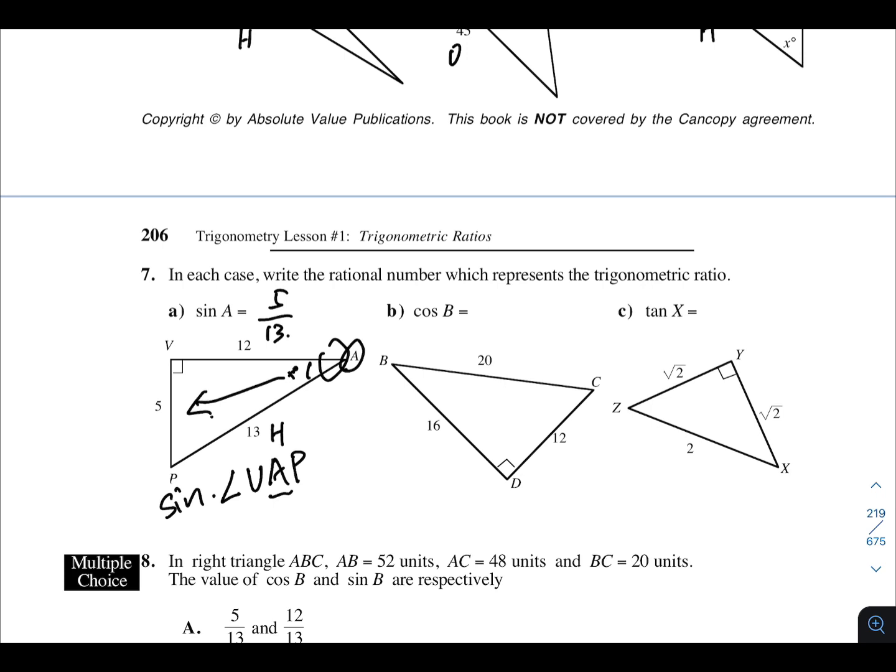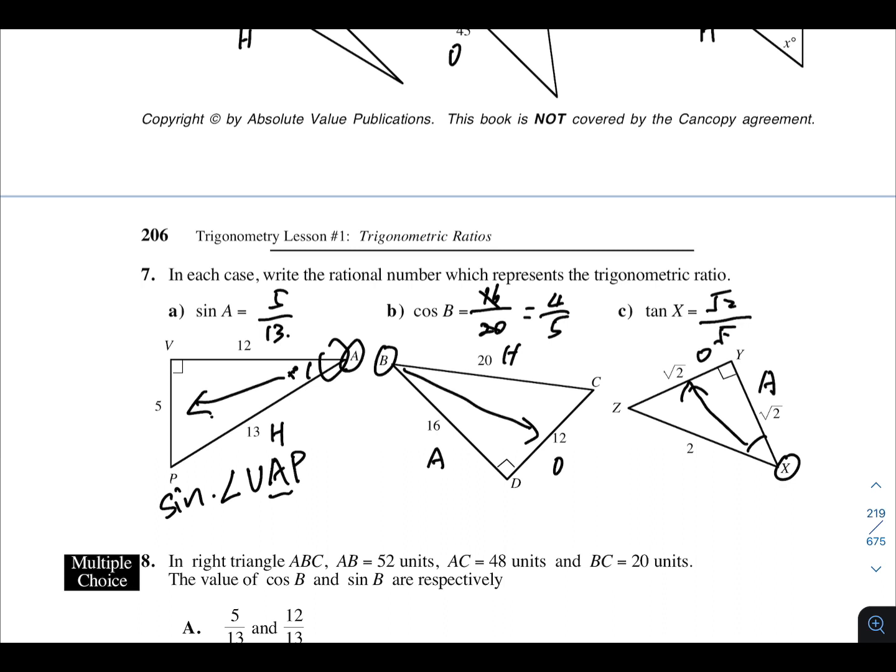And for B, cosine B, so this is B, and opposite, hypotenuse, and adjacent, 16 over 20. Is it done? No, we need to simplify this one, so we cancel the 4, so it's 4 over 5. The last one, tangent x. For this one, this is x, and the opposite is square root 2, and the adjacent is square root 2, so this is 1.